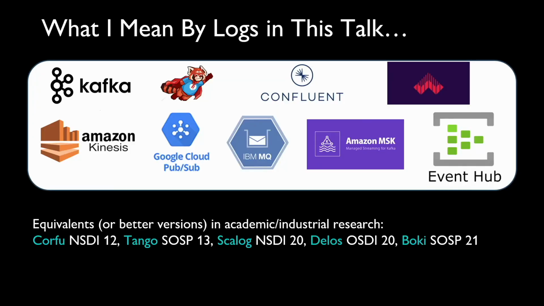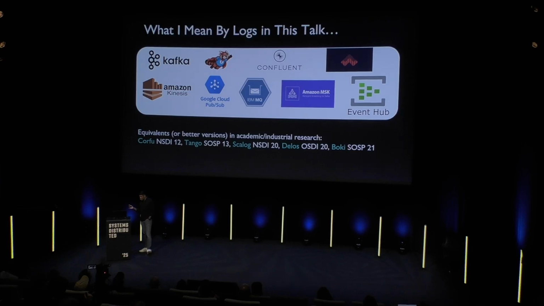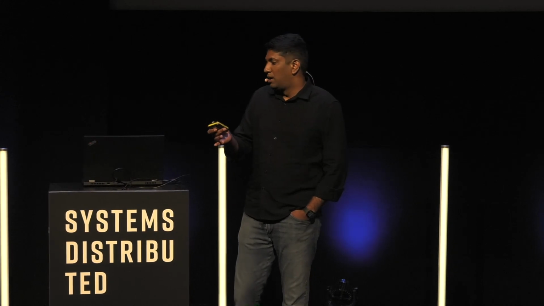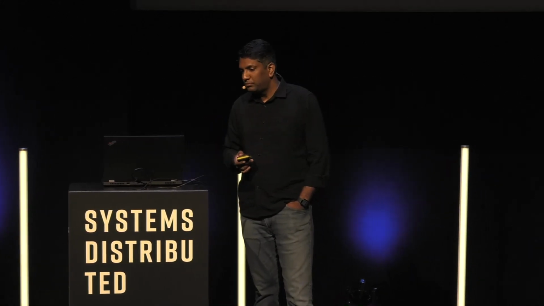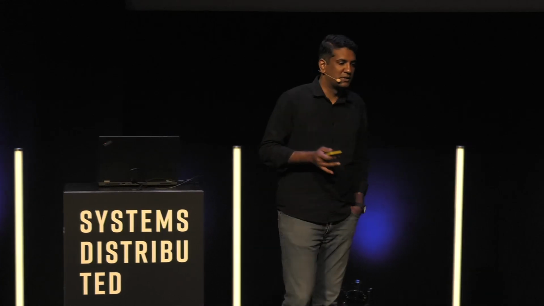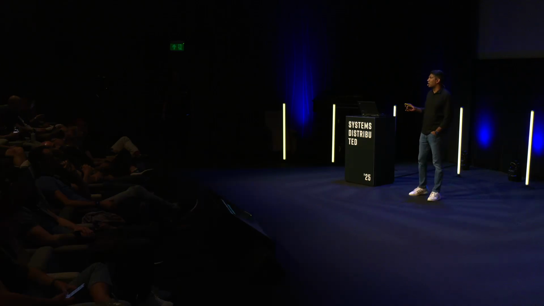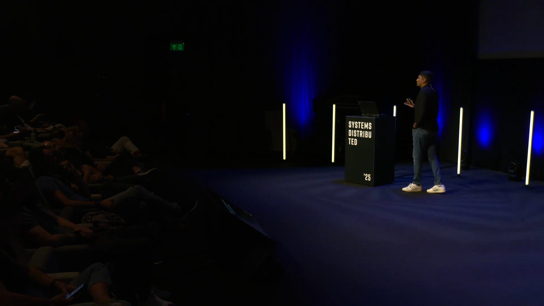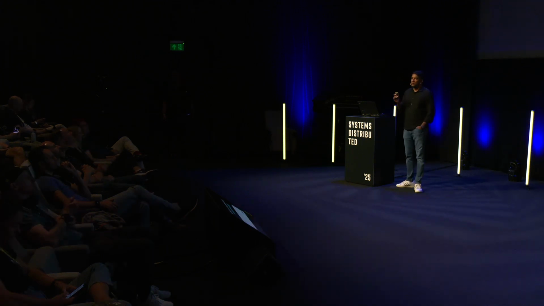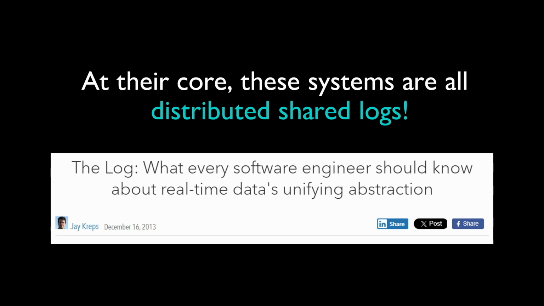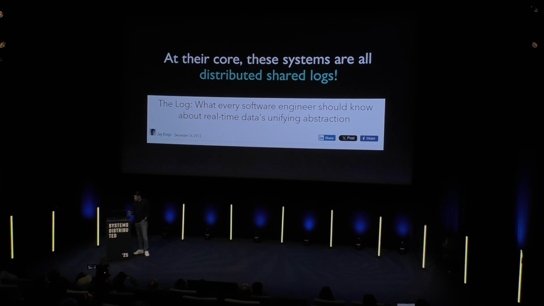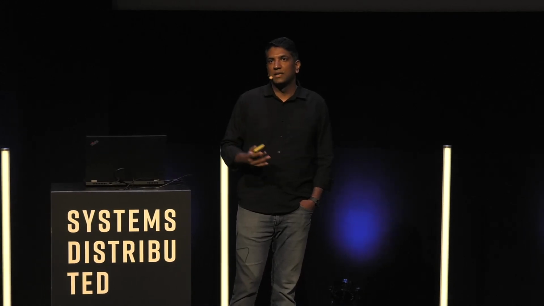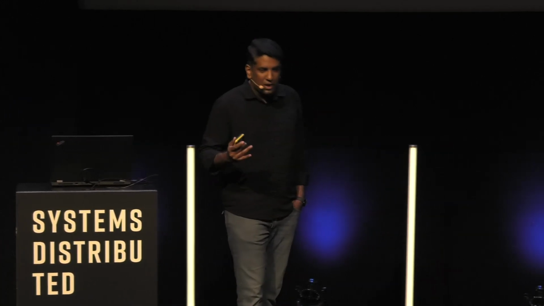One way to think about all of these systems, which is not a wrong way, is as data streaming systems, PubSub, or message queues. But at their core, all of these systems are essentially a distributed shared log. This view is not controversial at all. There was a very popular blog post written by Jay, the CEO of Confluent, 10 or probably 11 years ago, where he talks about how the log is the real-time data's unifying abstraction. Essentially what he's saying is that Kafka is a log, and all systems which implement the Kafka API are essentially a log.